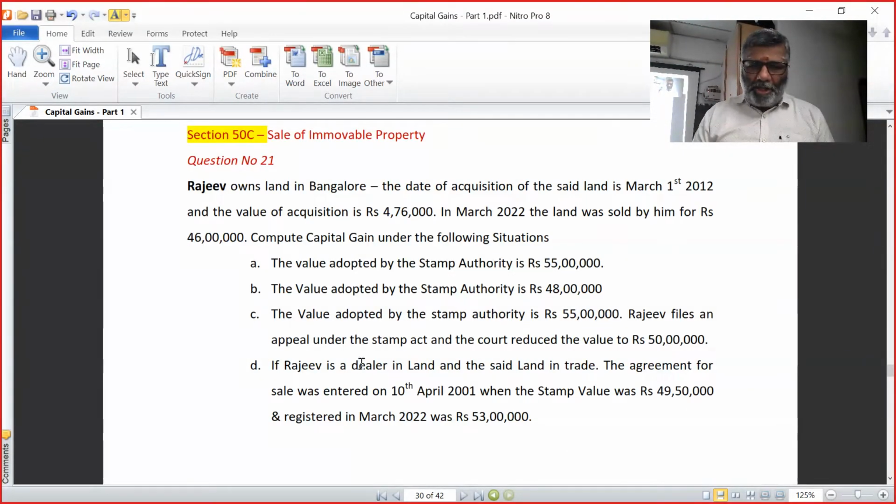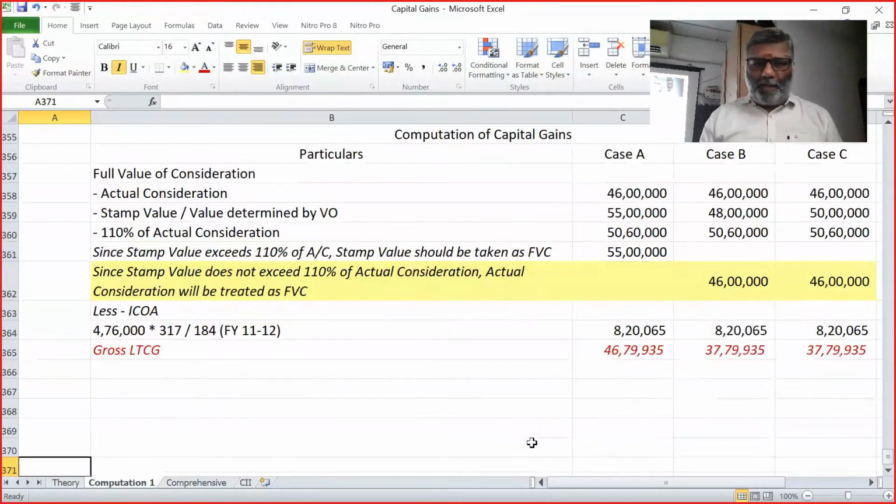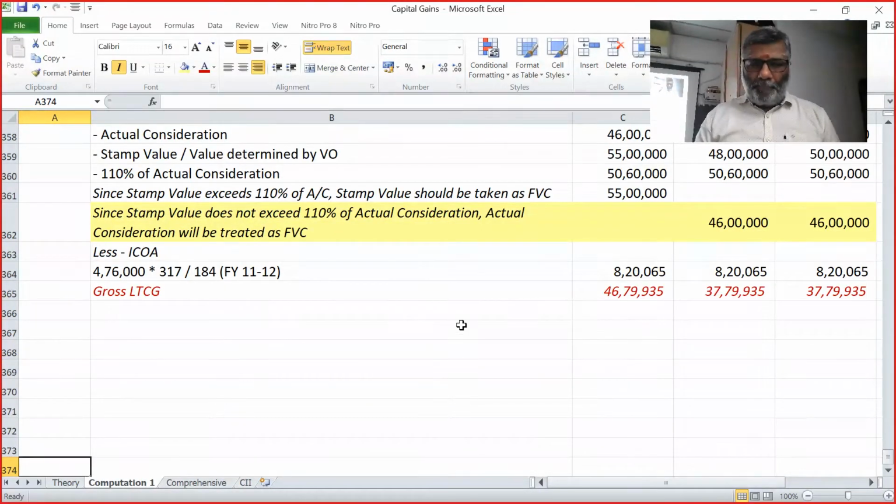If Rajiv is a dealer in land and the said land is in trade, that is stock in trade, the agreement was entered on 10th April 21. The stamp value 49.50 lakhs, registered in March 22 when the stamp value is 53 lakhs. Okay.